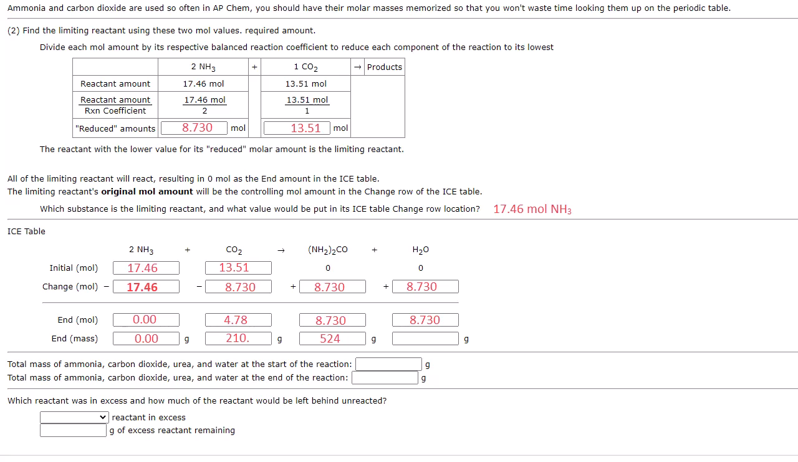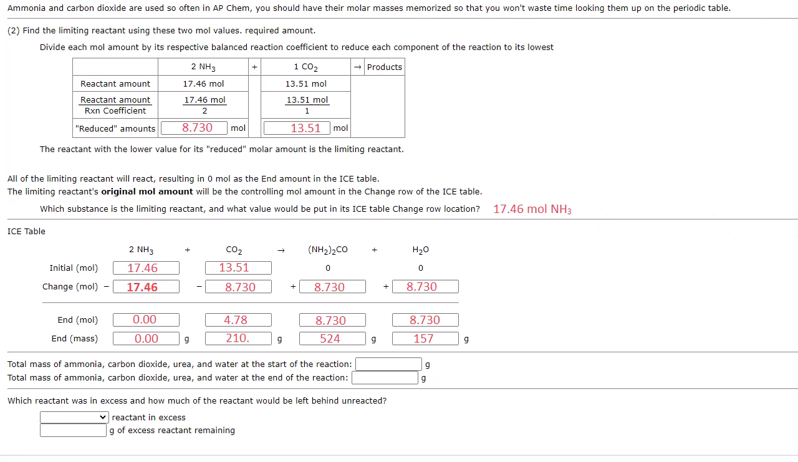So let's put that down. And this is at the end. At the end, we're going to have 210 grams of CO2 leftovers, 524 grams of urea, and 157 grams of water, and no ammonia is going to be left. So the mass of the ammonia, 0. Carbon dioxide, 210. The leftovers. The urea, 524, and the H2O will be what we have at the end.